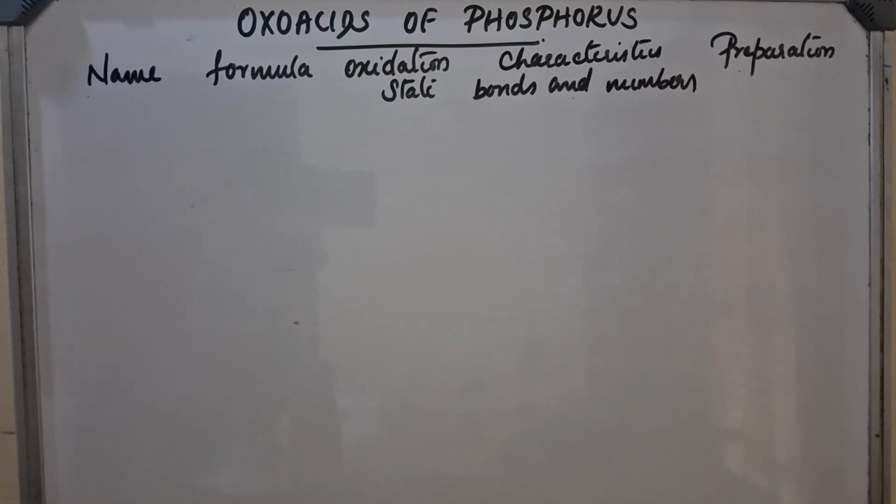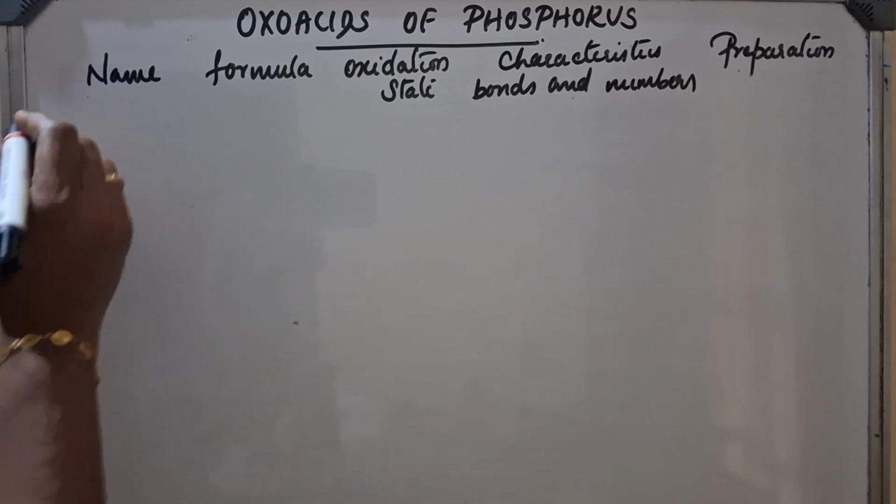Good morning, students. Today's topic is oxoacids of phosphorus. Let us discuss one by one. First one is hypophosphorus acid.